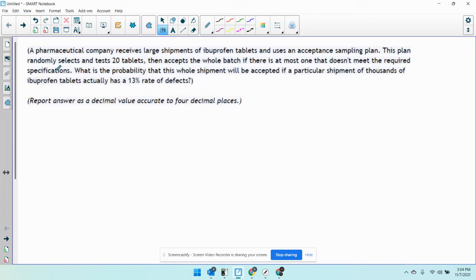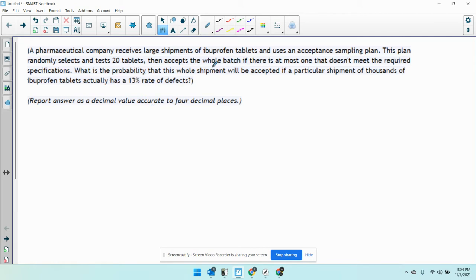Okay, this is a pretty confusing problem, but it says a pharmaceutical company receives large shipments of ibuprofen tablets and uses an acceptance sampling plan. The plan randomly selects 12 tablets from the whole shipment, then accepts the whole shipment if there is at most one that doesn't meet the required specifications. So either zero are defective or only one in the 20 is defective.